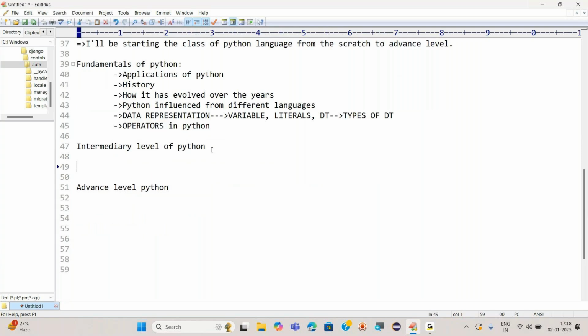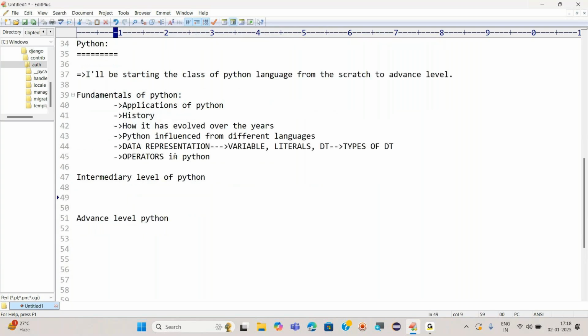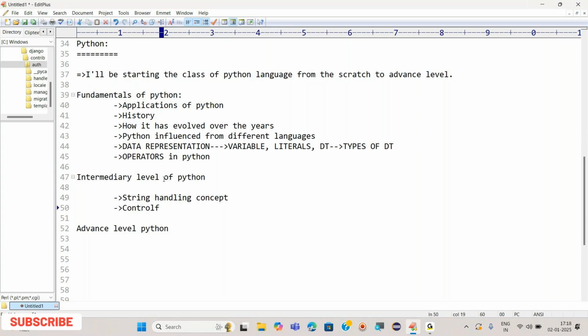Okay, now after this we'll jump into the intermediary level. In this intermediary level I will start with the string handling concept. After this we'll be seeing some control flow statements, or you can also call it flow control statements. In this particular case I'll be showing you three types of it.